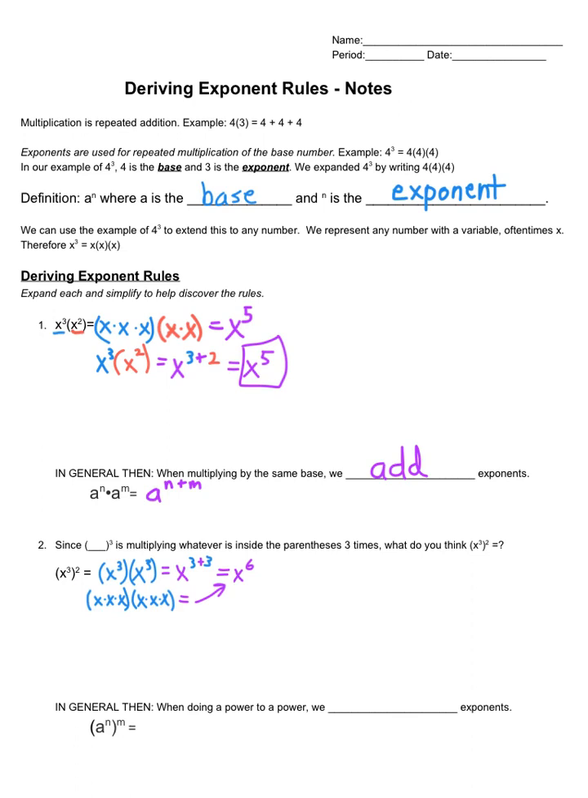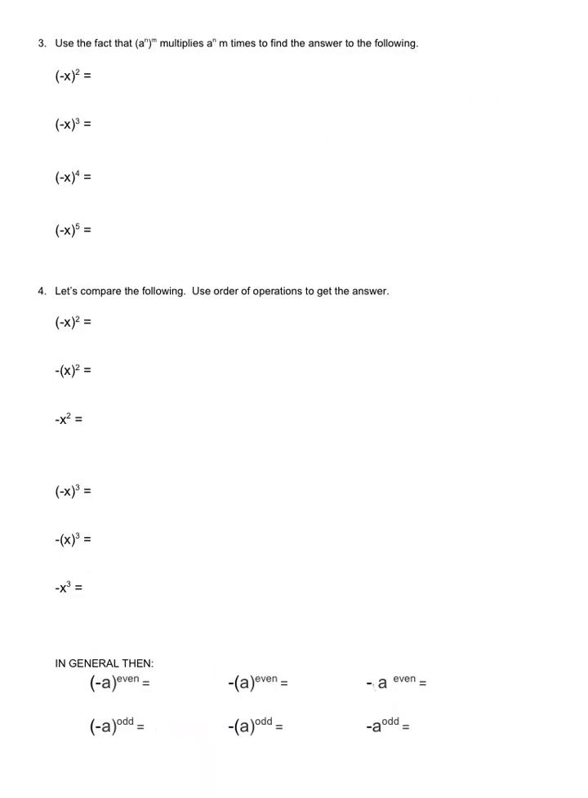And we see here that when I do a power to a power, I actually have to multiply. So a to the power of n, and that whole thing to a power of m. So when I have that power inside a parenthesis to another power, that's a to the power of n times m. We multiply exponents when I do a power to a power. Let's use the fact then that a to the power of n to the power of m multiplies a to the power of n m times to answer the following.